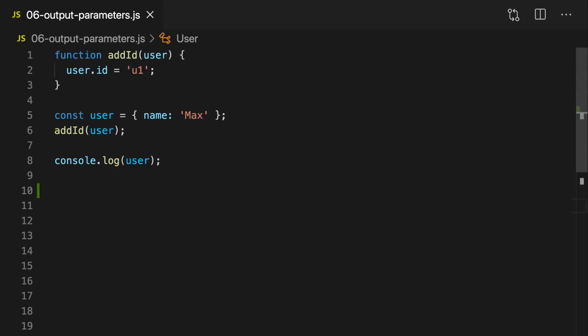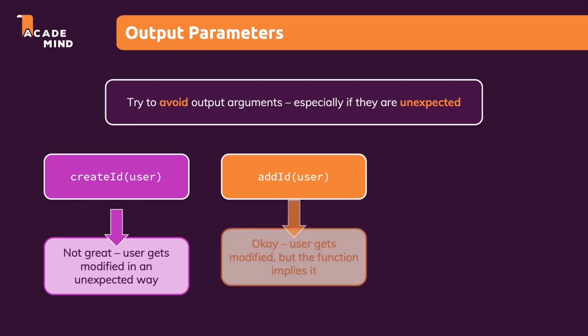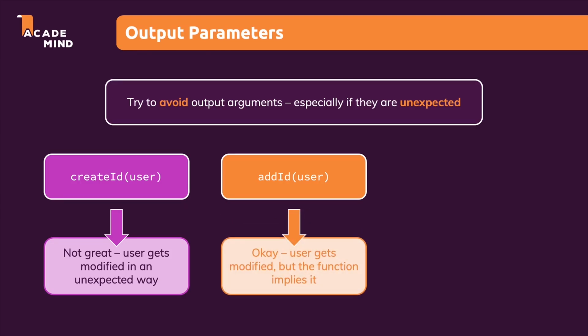So let's say it still does what it does internally, but now the name addID makes it more obvious that it adds an ID to the user which we pass in. It doesn't just create an ID, where we then could reasonably expect that the ID is returned, but instead addID makes it very obvious that the user is likely to be edited. Hence here we still have an output parameter, but at least it's more expected, so it would be okay.